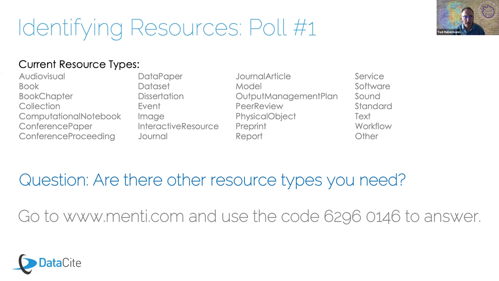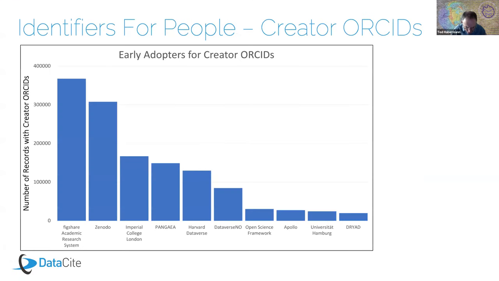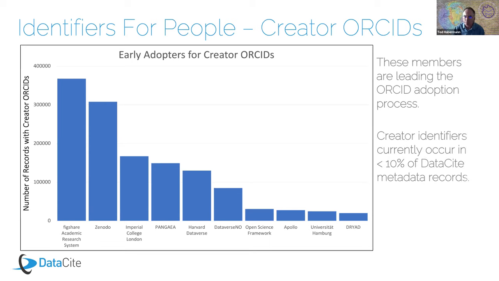Wonderful. Okay, so that's for identifying resources and types of resources. Another important set of identifiers is people that are involved in creating and making contributions to those resources. This is a list of the repositories, the DataCite members that have the most records that include ORCIDs.